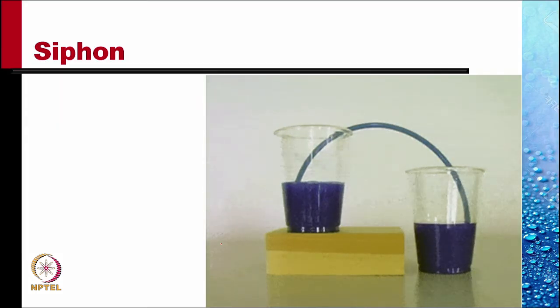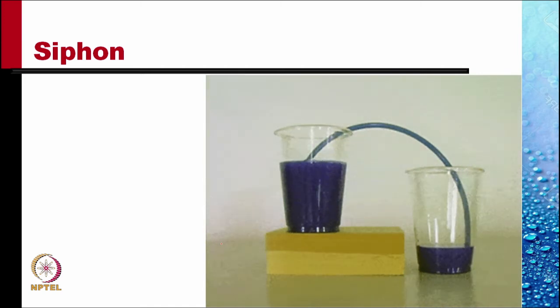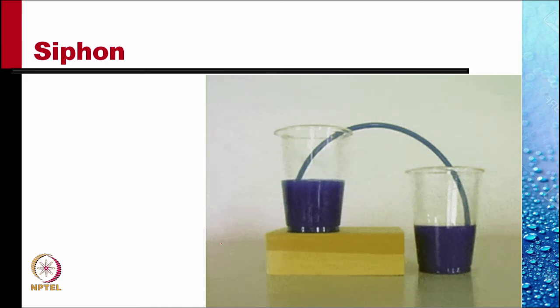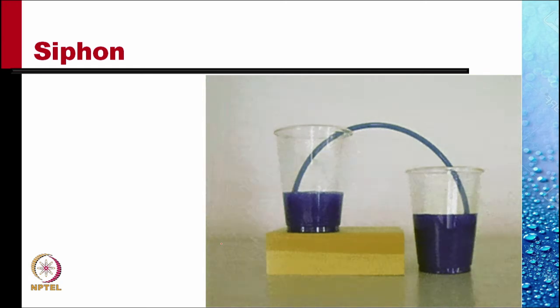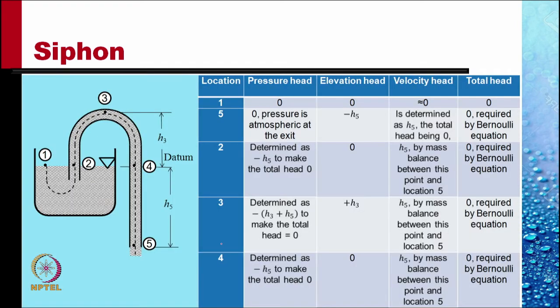Let's consider this phenomenon, siphon. If the tube connecting the two reservoirs is full, then the liquid with a higher level of fluid empties into the tank with the liquid at lower level. How do we analyze this?